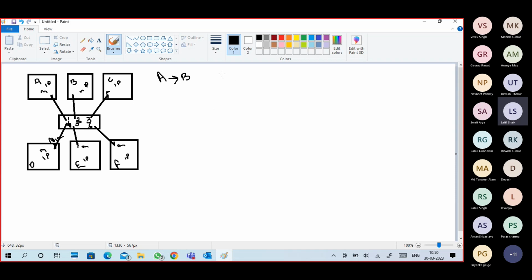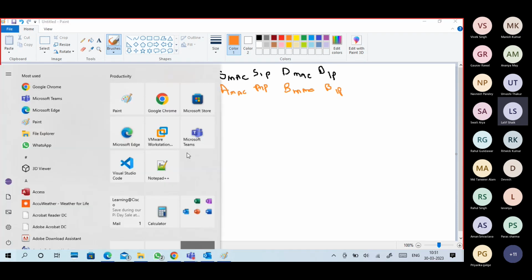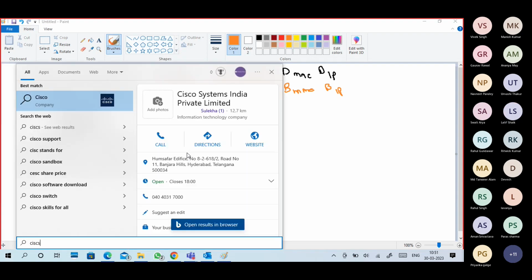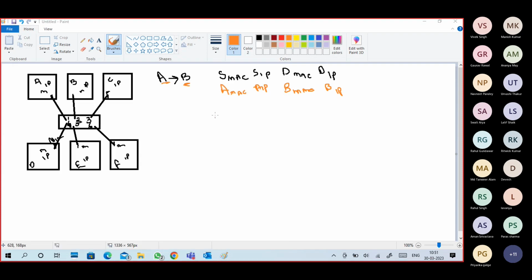A sends it like this. First, the source MAC address must be there, then the source IP address, the destination MAC address, meaning the to address, and the destination IP address. So we are trying to communicate from A to B. When A sends a packet, it has A's MAC address, A's IP address, B's MAC address, and B's IP address. A's MAC address and B's MAC address.